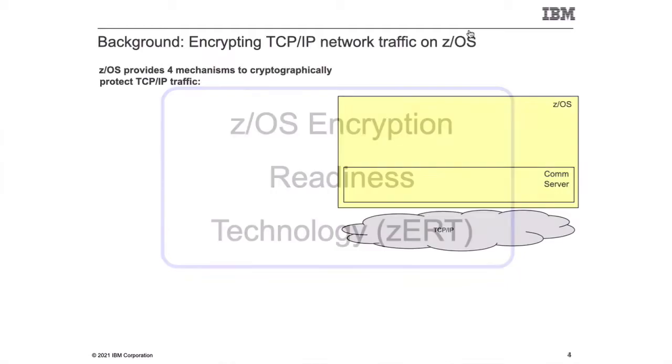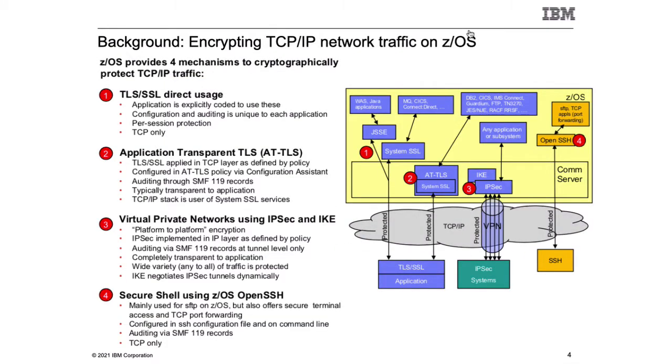z/OS provides four mechanisms to cryptographically protect TCP traffic. The first one we'll look at is TLS/SSL direct usage. This is a case where an application directly writes to the System SSL or Java Secure Socket Extension APIs. Those applications provide their own configuration capabilities and their own auditing mechanisms.